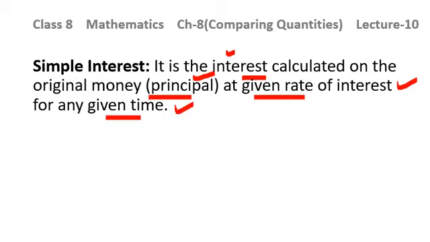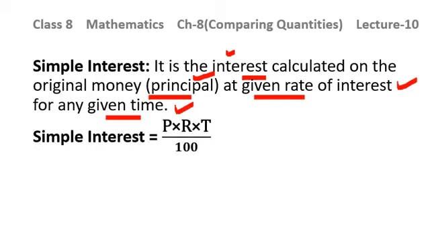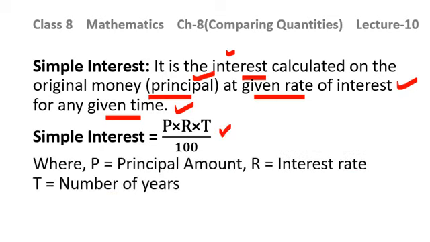Let us see the formula of this. Simple interest will be given by this formula, P into R into T divided by 100, where P is the principal amount, R is the interest rate or rate of interest, and T is the number of years.